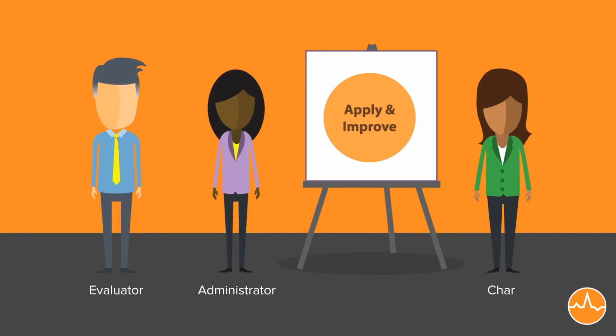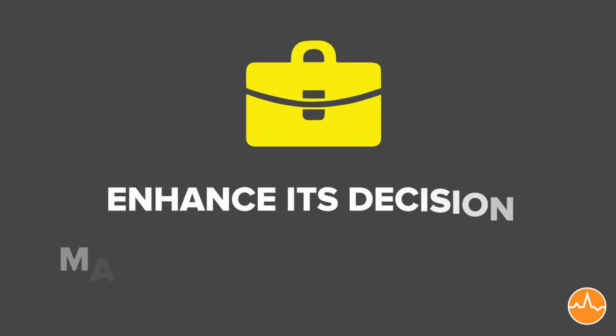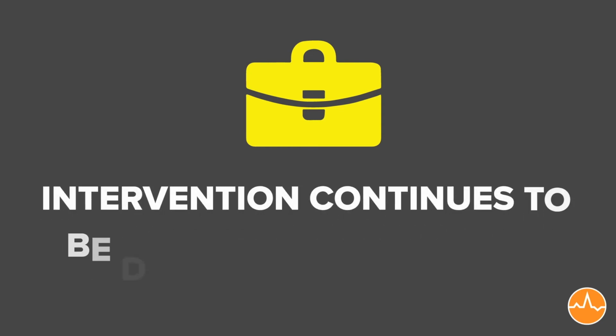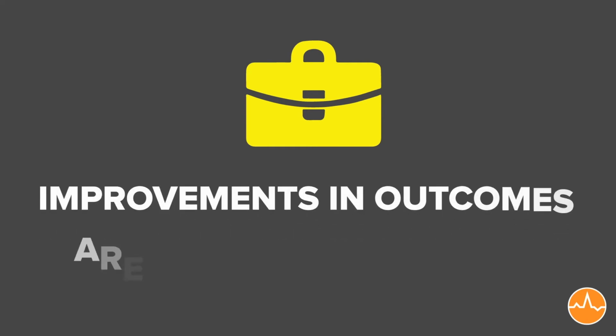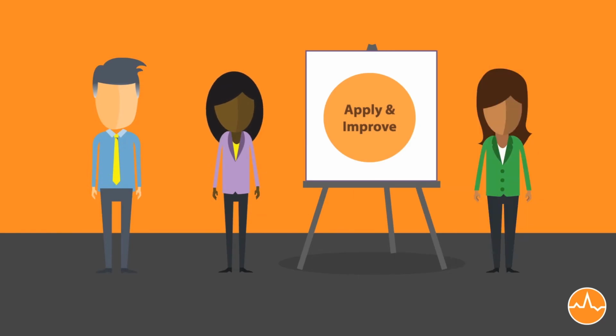Before Shar tells us about the work her agency has done, let me explain a bit about this phase. During Apply and Improve, the agency hopes to enhance its decision-making and performance. This means ensuring that an intervention continues to be delivered as intended and that improvements and outcomes are sustained over time. Agency continuous quality improvement processes and staff often play a critical role in this phase because they monitor routine practice. That makes sense. Shar, can you tell us about your agency's experience with this phase?